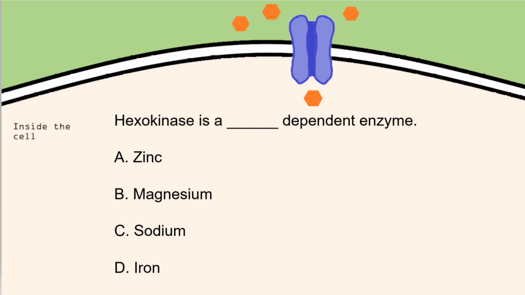The next question is just hexokinase is dependent on which of these? The answer is magnesium, and this is because magnesium ions shield the negative charge on ATP's phosphate groups, which is what makes the phosphorylation possible. If you remember that, hexokinase is the enzyme that catalyzes the conversion of glucose to glucose 6-phosphate.